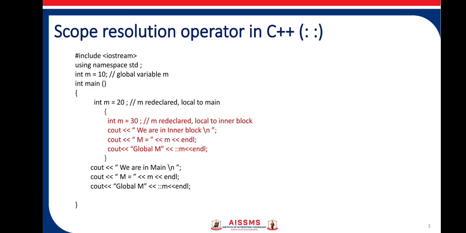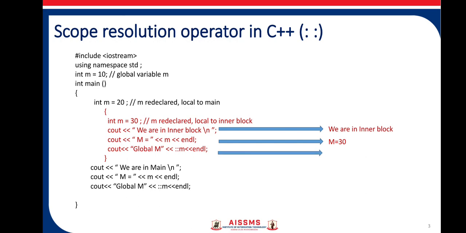Now it will come inside the inner block and it will display the first statement. We are in the inner block, so this will be displayed. After that you are printing value of m. Here we have three possibilities: m equal to 10, m equal to 20 and m equal to 30. As we have discussed, preference is always given to the local variable. The variable which is local to this inner block will get preference. That means here it will print m equal to 30.